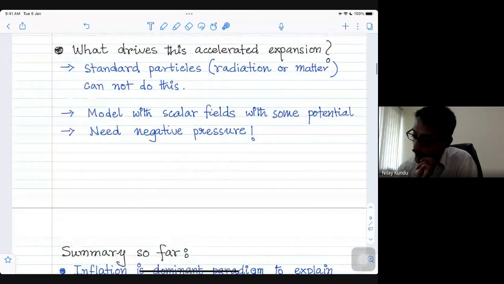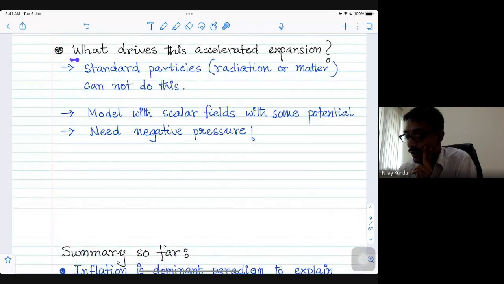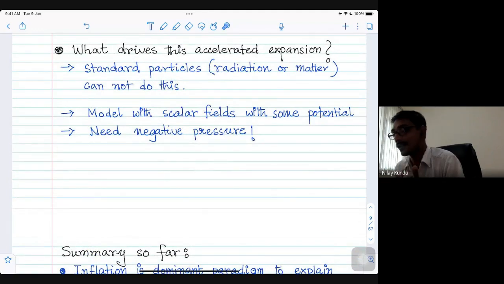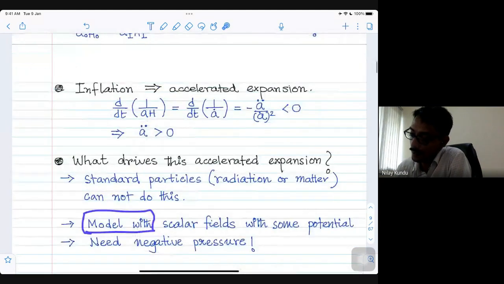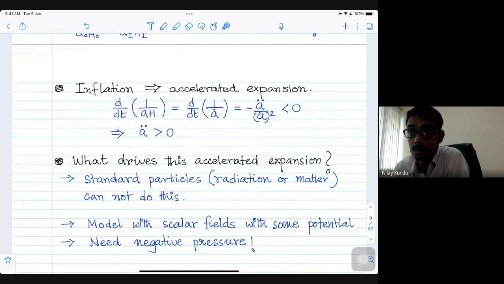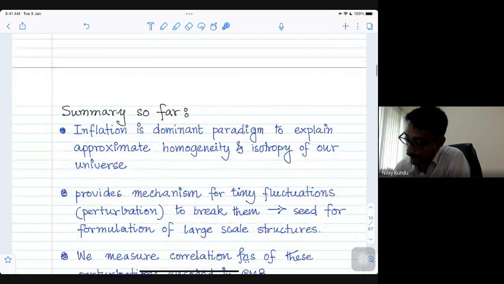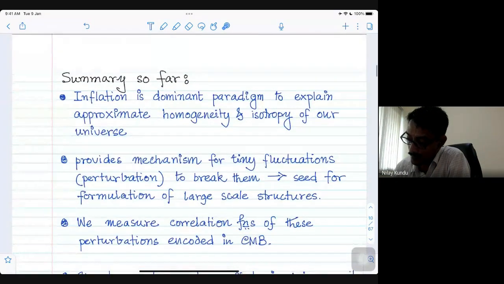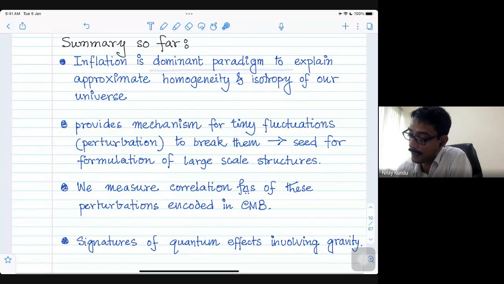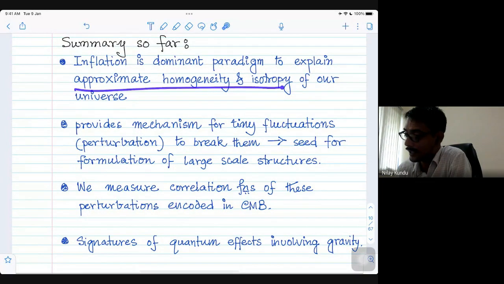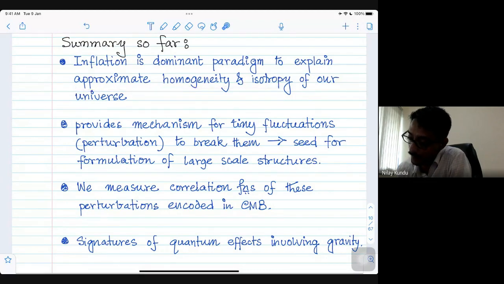Okay, so we should ask how to write a model that will accommodate this accelerated expansion. So the summary so far is that inflation is a dominant paradigm to explain the approximate homogeneity and isotropy of our universe. This also provides a mechanism for tiny fluctuations to break the homogeneity and isotropy.